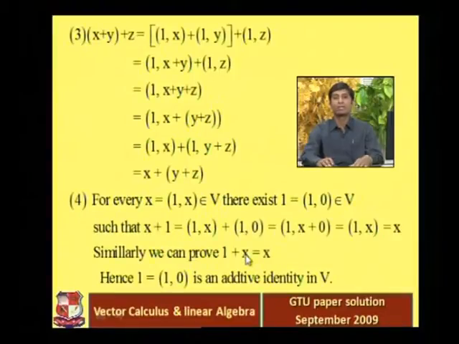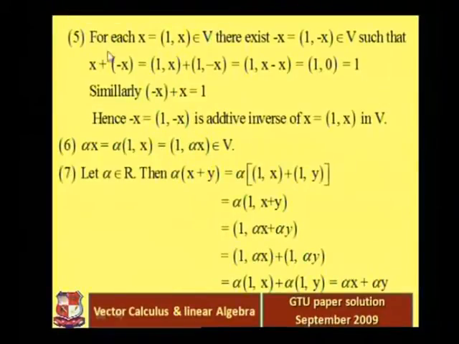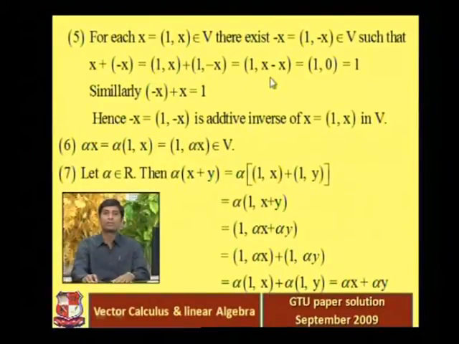Next we want to check the inverse. For each x = (1, x) belonging to V, there exists -x = (1, -x) belonging to V, such that x + (-x) = (1, x) + (1, -x) = (1, x - x) = (1, 0) = 1. Similarly -x + x = 1. So -x = (1, -x) is our additive inverse of the element x = (1, x). So the first 5 conditions are satisfied for addition.